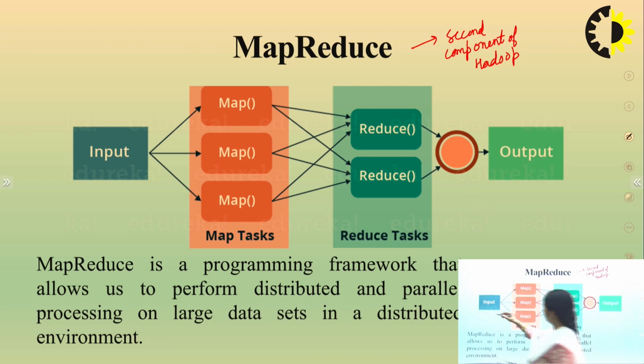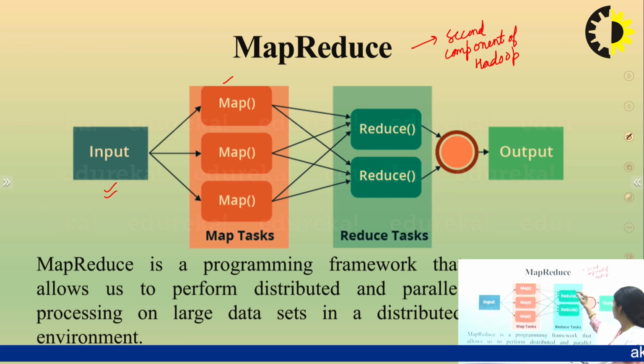Suppose we have an input. We will split the input in the form of key value pairs and map it in the map task. After that, the reduce task will be performed and we will get the final output. During this MapReduce process, there are several phases which we will see in the next slide in the form of a diagram. Overall, MapReduce is processing the large complex data set.